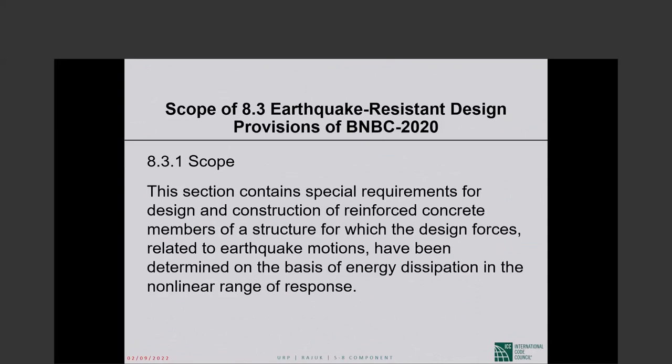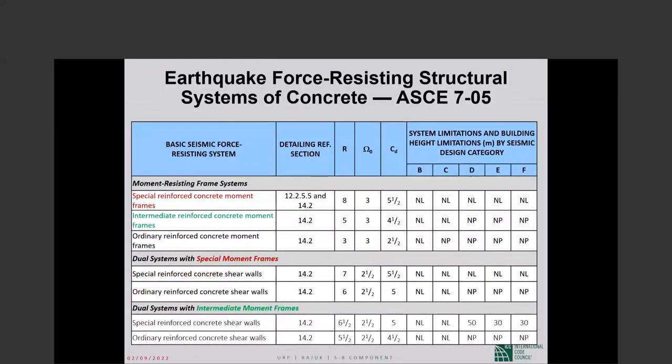Now, the scope section of BNBC 2020, section 8.3 says, this section contains special requirements for design and construction of reinforced concrete members of a structure for which the design forces related to earthquake motions have been determined on the basis of energy dissipation in the nonlinear range of response. Okay, so this is acknowledged upfront. You are being told that the requirements are based on this energy dissipation in the inelastic range.